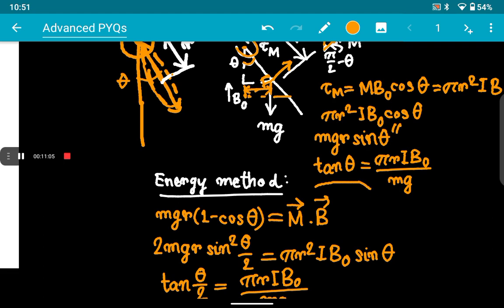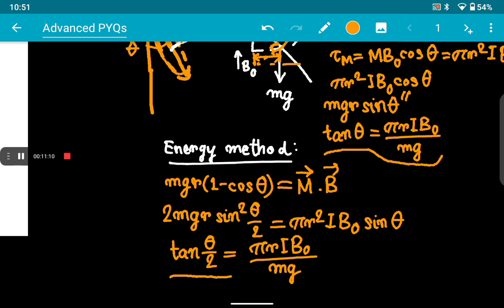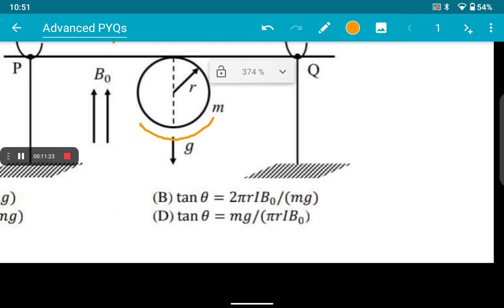So notice one thing. From this method you got tan theta is equal to pi r I b naught by mg, and from this method you got tan theta by 2 is equal to pi r I b naught by mg. So now tell me which method is wrong. None of these methods seem to be wrong, right? So if you solve by energy, none of the options will match.